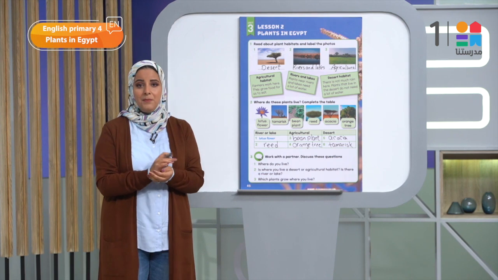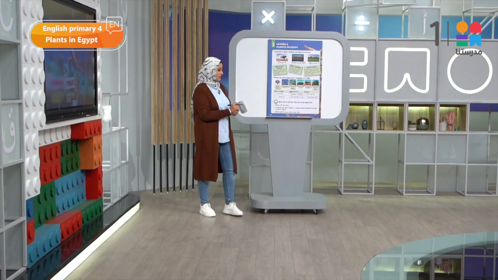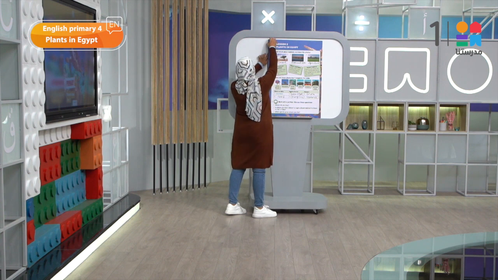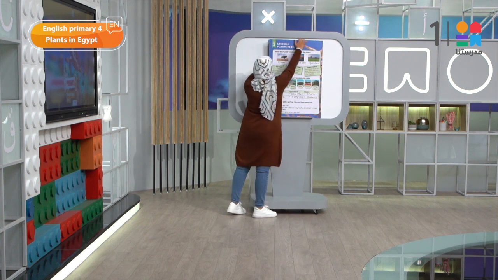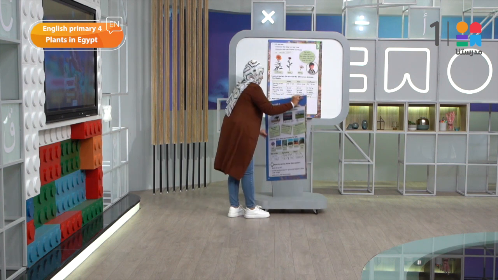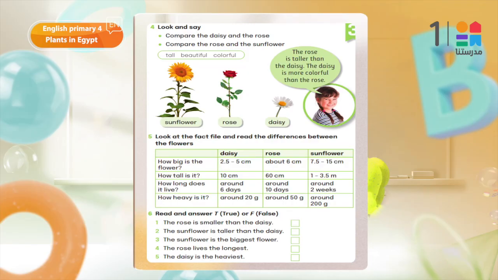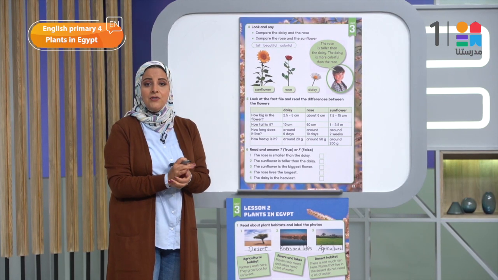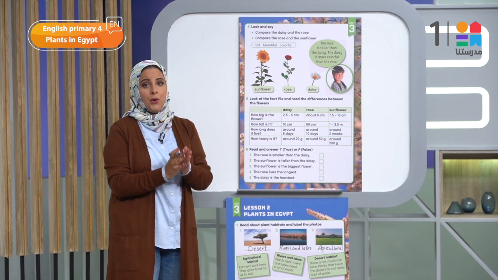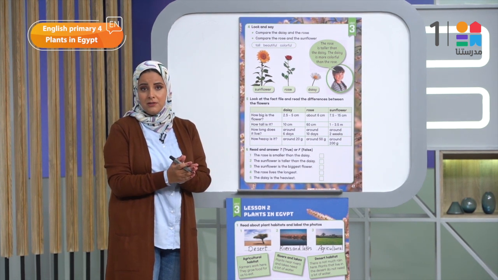Let's open together page 47 and look at the pictures. Page 47. Exercise 4. Look and say. Compare the daisy and the rose. Compare the rose and the sunflower. Can you now think of some sentences to compare the pairs of flowers?